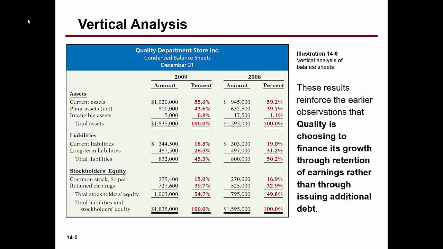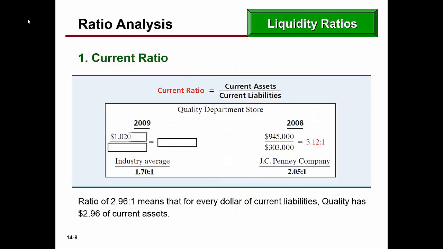1,020,000. Current liabilities are 3,445. Okay, so we're just going to use those in the calculation. Coming over, there's our current assets. Divide that by what? The current liabilities. And this company has a current ratio of 2.96 to 1. That's pretty good, isn't it?